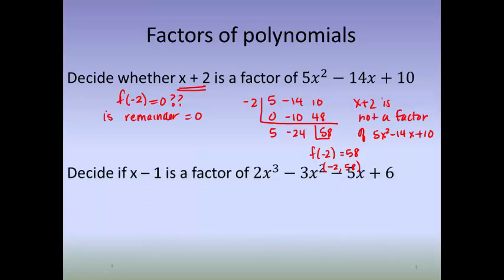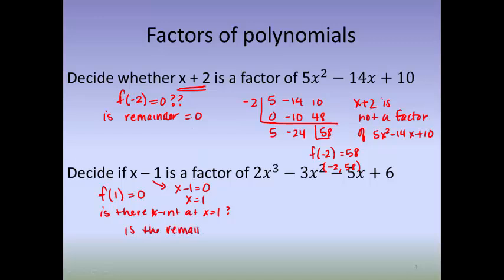All right, second one. Is x minus 1 a factor of 2x cubed minus 3x squared minus 5x plus 6? Once again, we're looking for is f of 1 equal to 0. Now remember, the reason I'm doing that is because x minus 1 equals 0 gives me x equals 1. So we're checking on whether or not there is an intercept. So is there an intercept at x equals 1? That's what we're questioning. Is the remainder equal to 0?